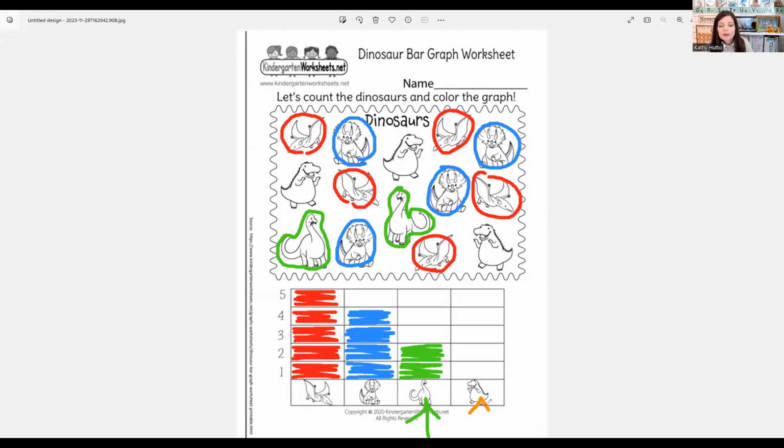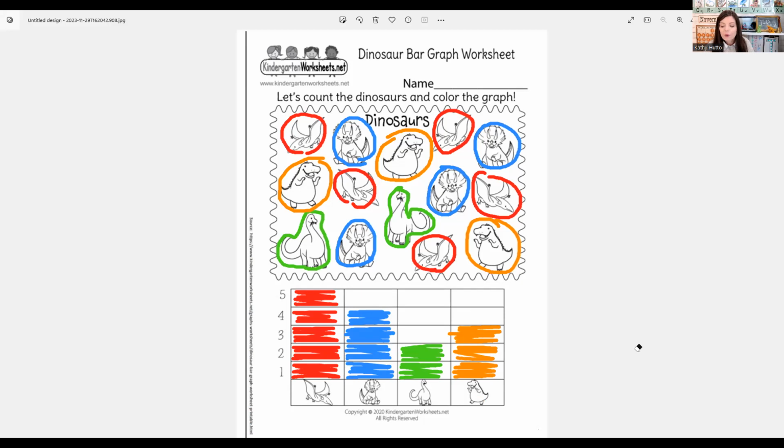So last we're going to be looking for T-Rex dinosaurs. Do you see any T-Rex dinosaurs? 1, 2, 3. Let's color 3 spaces. 1, 2, 3. Very good. We filled in the bar graph.